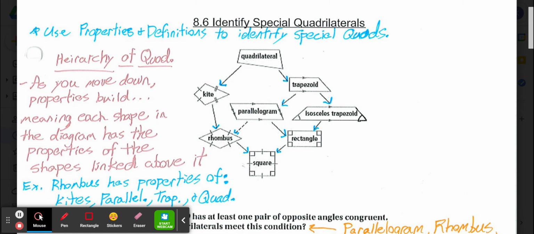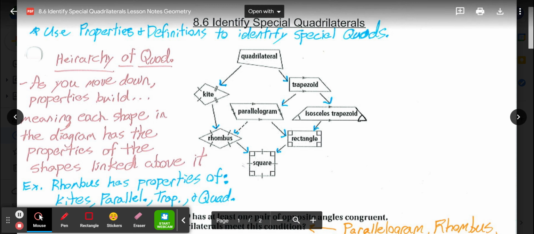Welcome to Lesson 8.6, Identify Special Quadrilaterals. So we've already looked at definitions and properties of different quadrilaterals throughout this chapter. Now what we're going to do is use those different properties and definitions to identify special quadrilaterals by their names.